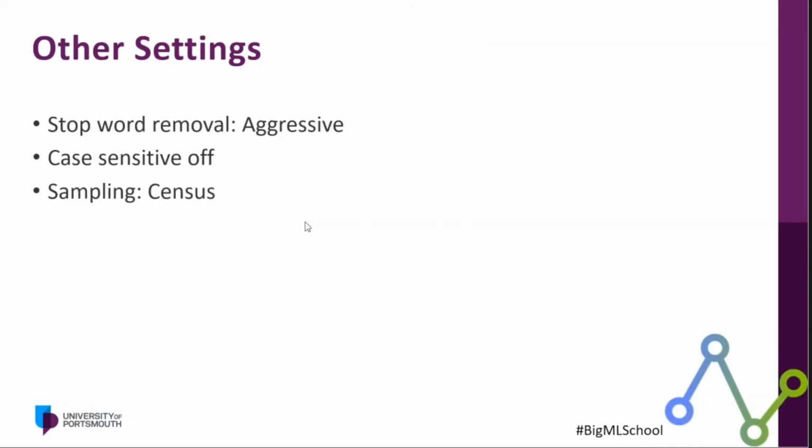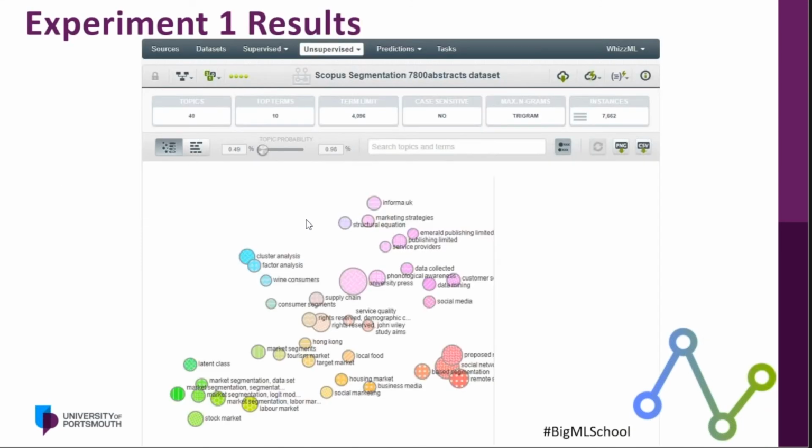Other settings that we use: we aggressively remove stop words, case sensitive was off, and we use sensor sampling. We use all of the abstracts, not just a subset of them, not a sample. So initial experiment, these were the results. These are the topics that were presented by BigML, which gave us 40 topics.